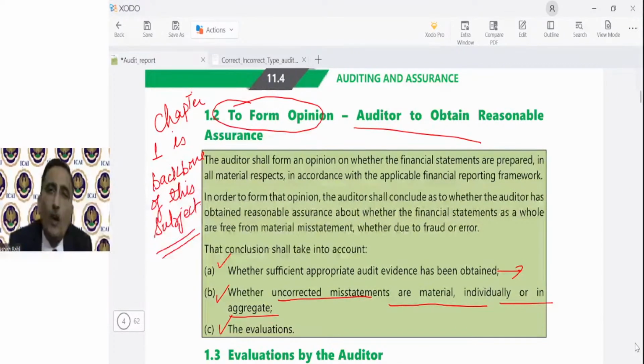He brings it to the knowledge of management, but these remain uncorrected. And the evaluation. Now he would have to assess that these misstatements are uncorrected. So what is the effect of these misstatements on his opinion? He has to assess. It is only then he would be able to express his opinion. It is as simple as that.